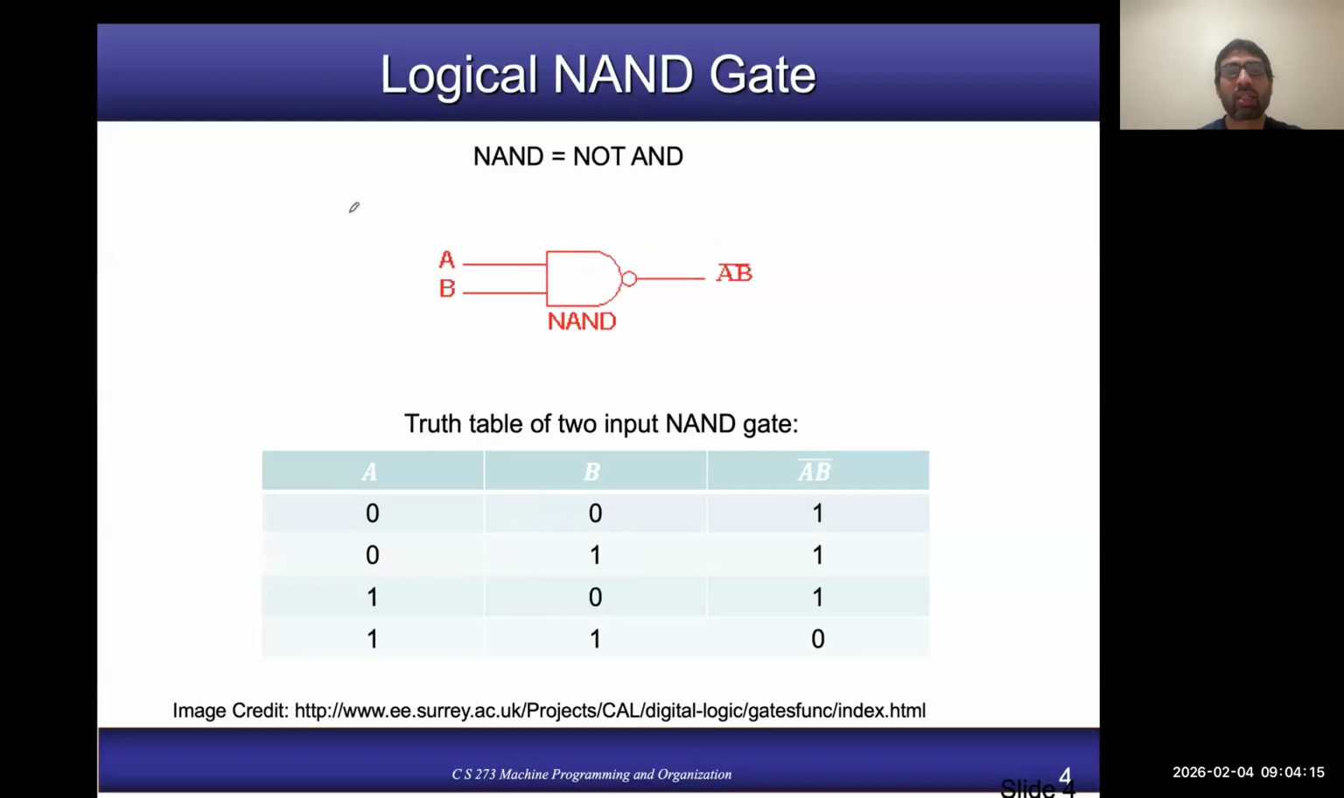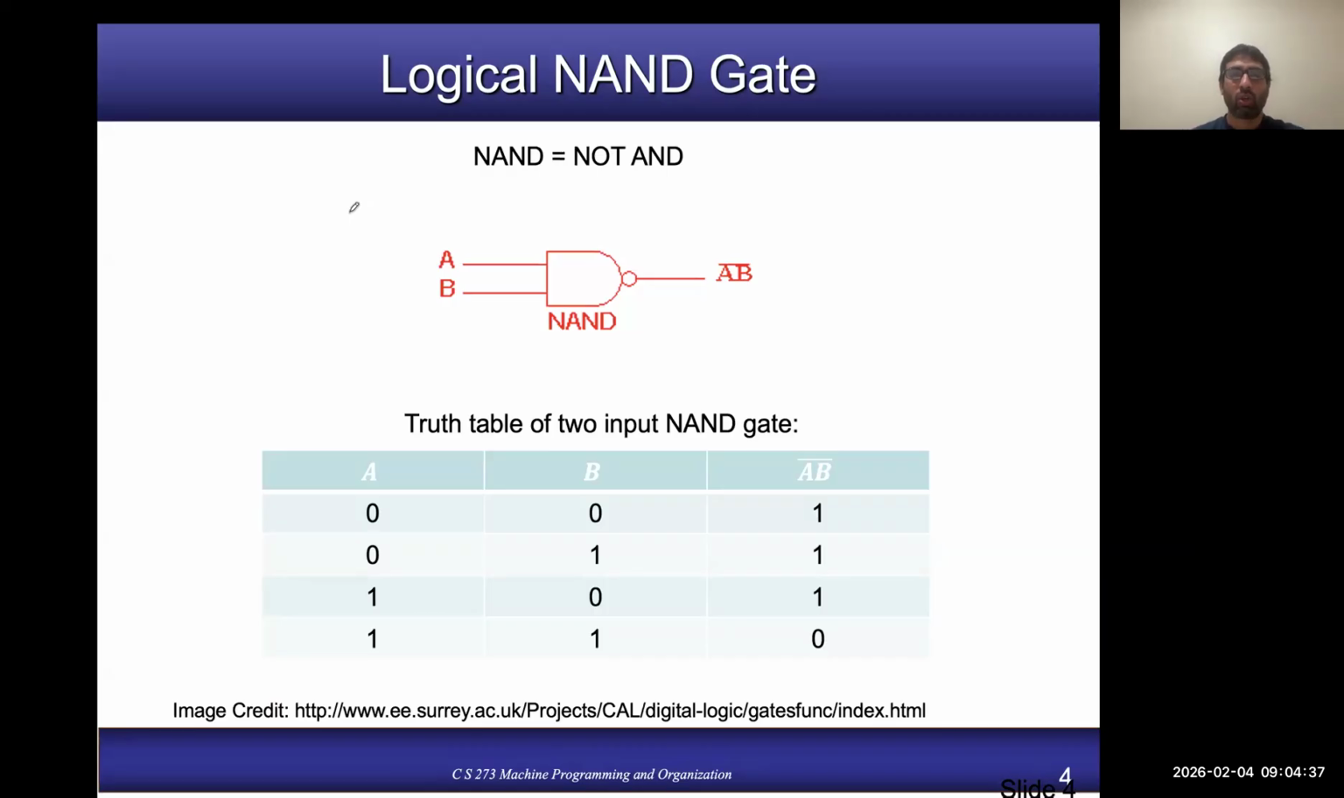So the next gate is the NAND operation. NAND is basically NOT AND. So what you do is, if you have two inputs, on those two inputs you first perform the AND operation, and on top of whatever the result of the AND operation is, you perform the NOT operation, which means you simply flip the output.